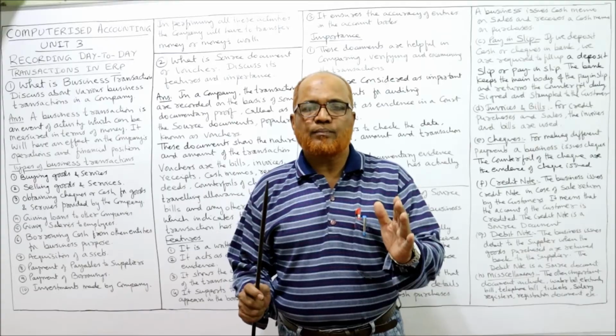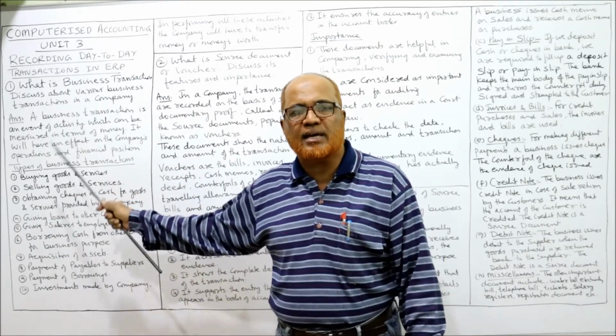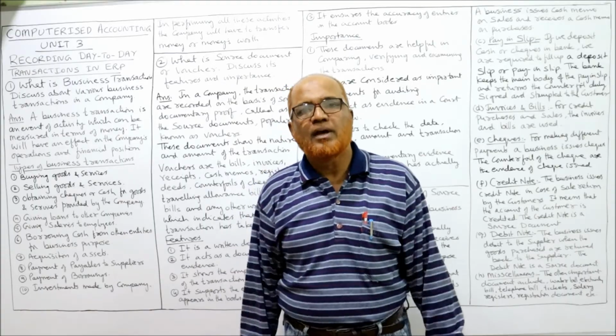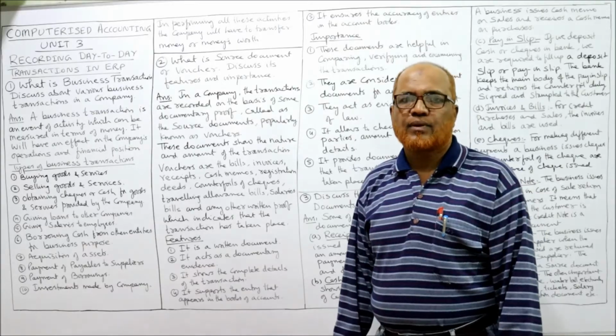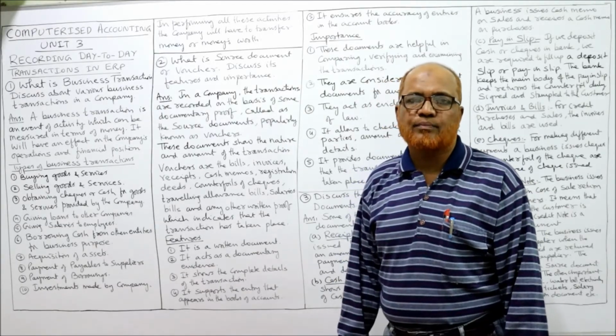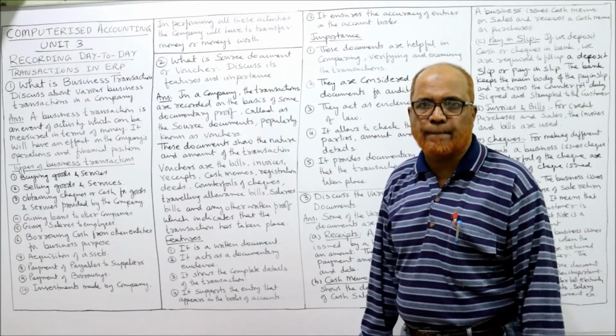The first question in this unit is regarding what are business transaction examples. I have explained. Now second question is, what are the source documents? What is the nature of source document? What is the importance of source document? This is very, very important.